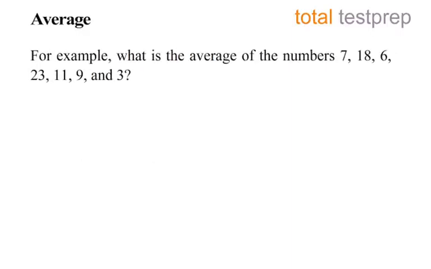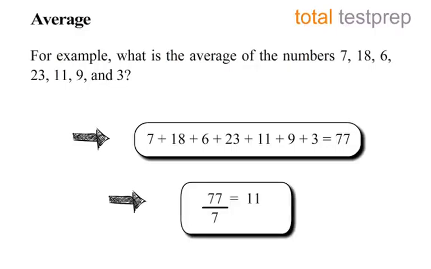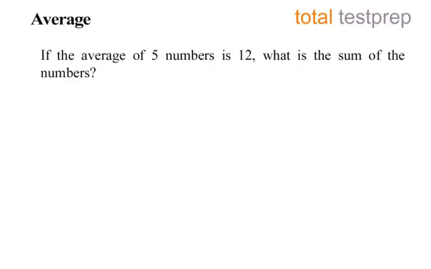So for example, what is the average of the numbers 7, 18, 6, 23, 11, 9, and 3? First, we would add those numbers up. 7 plus 18 plus 6 plus 23 plus 11 plus 9 plus 3 is 77. Then, you would have to divide 77 by the number of numbers. In this case, there are 7 numbers, so we would divide 77 by 7 to get 11. Therefore, the average of these 7 numbers is 11.